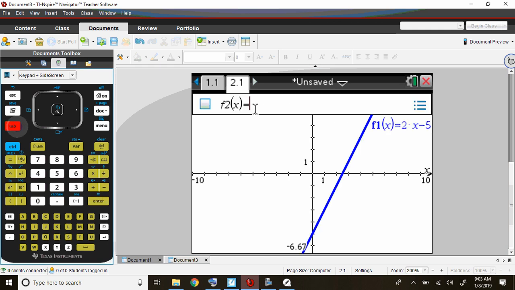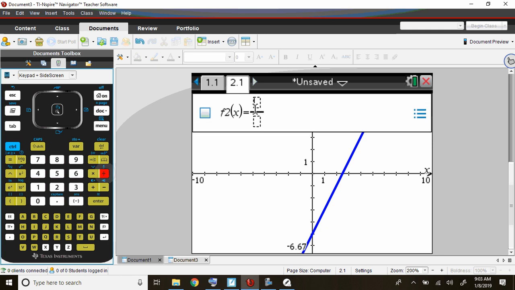My second equation, I press tab to bring that up. I'm going to start with the fraction bar. It's 1/5 x plus 4. I've got to make sure I put the plus 4 in the right place. Plus 4.